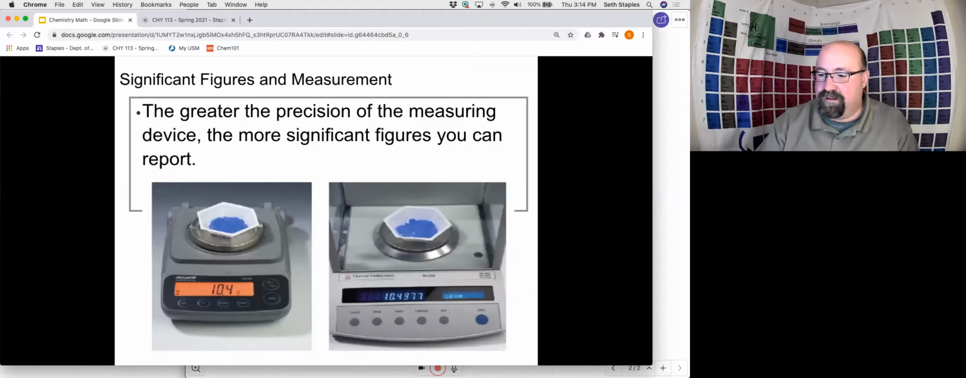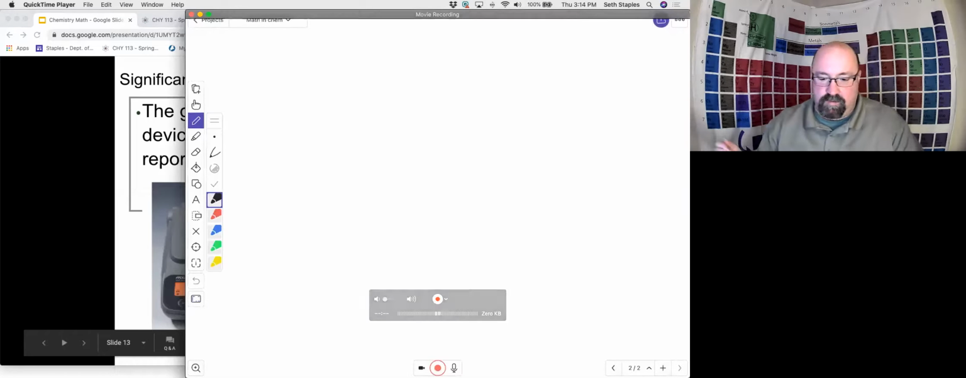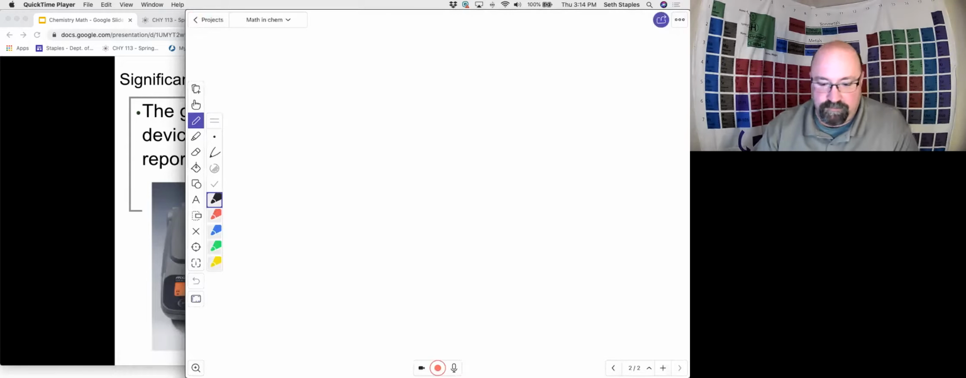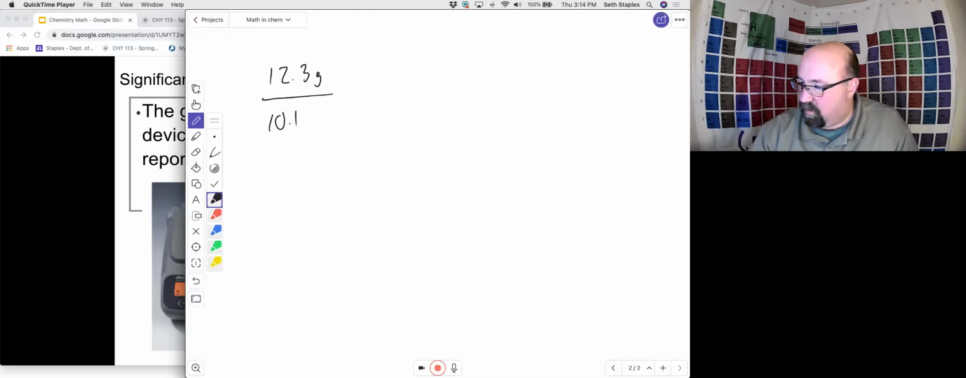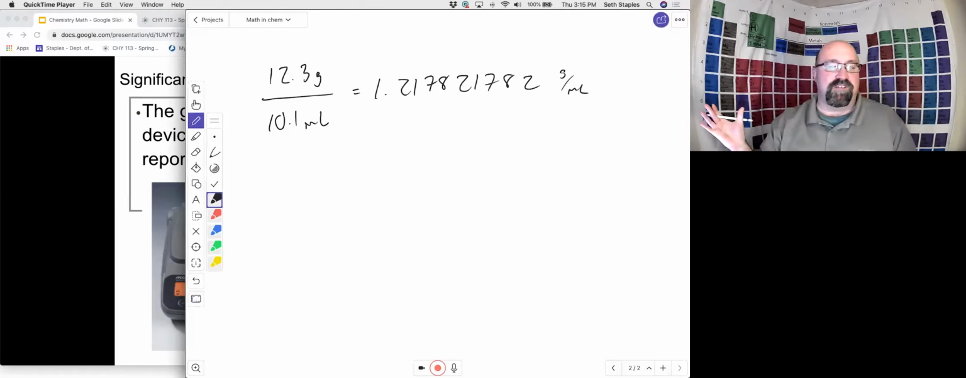So let's take a look at what I mean with an example here. Let's say again that we're trying to find the density of something, and we know the volume to be 10.1 milliliters. Then we put our item on a balance, and our balance maybe only measures to the 10th spot, and we get a value of 12.3 grams. And we have 10.1 milliliters. We put this into our calculator, and we get 1.2178 grams per milliliter. So our calculator is going to spit all these numbers out to us.